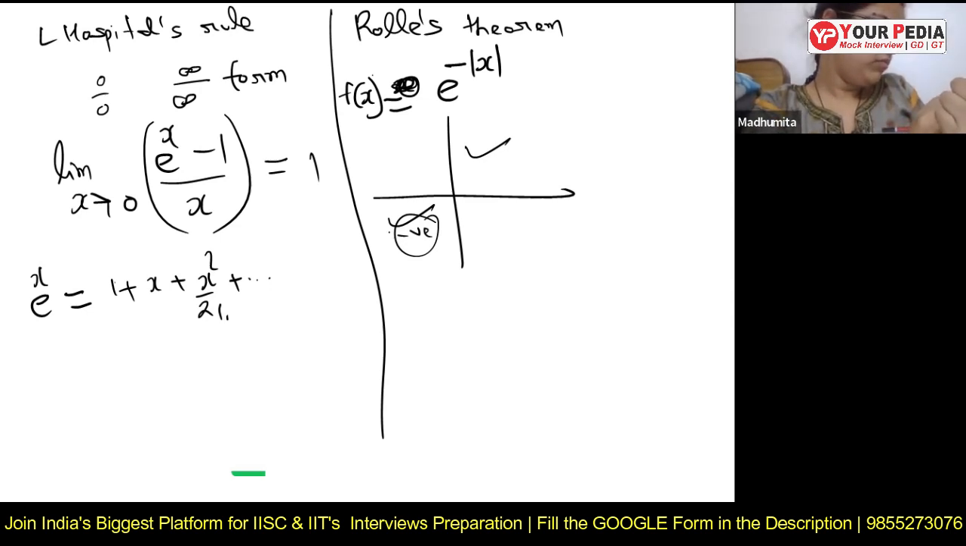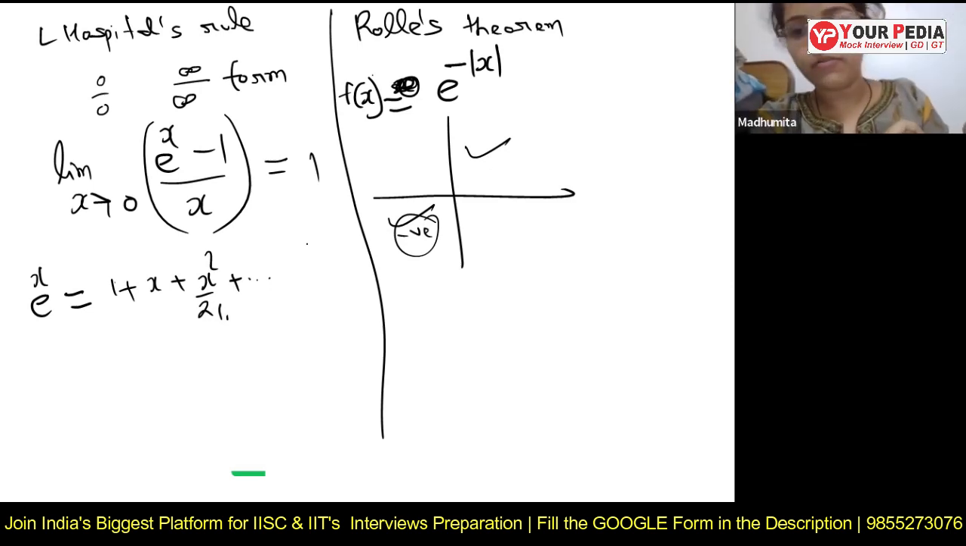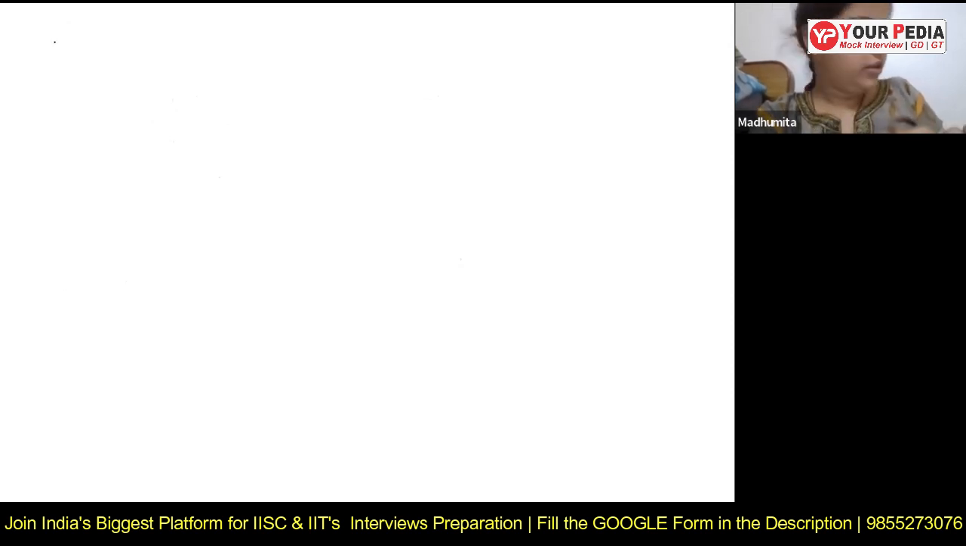Wait a minute. This is positive and positive. No. Correct. This will be negative. So it will only be in the first quadrant because it can only be positive. This function is only positive. So the graph was wrong. Yes, sir. Graph was wrong. It cannot come in the third quadrant.